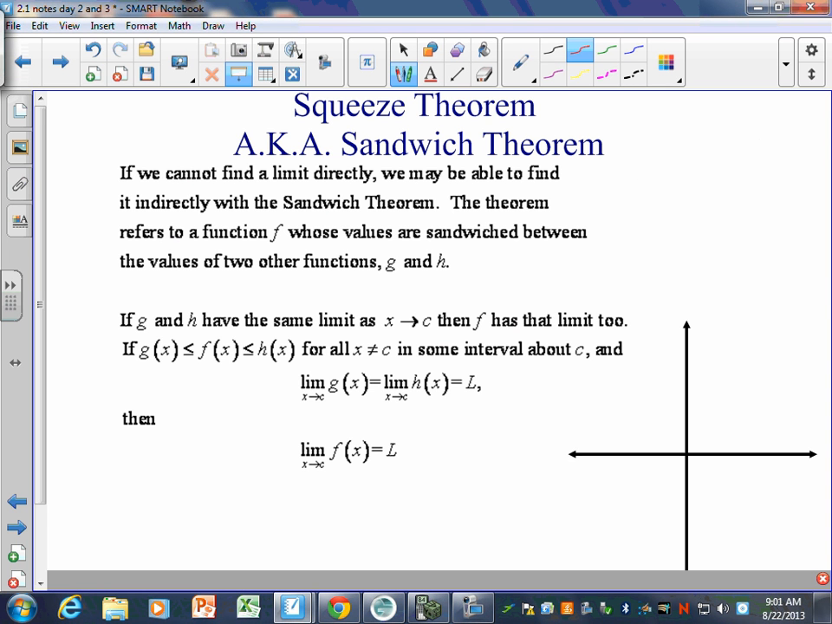Okay, I'm going to draw a picture here to kind of show you what this is saying. It says if G and H have the same limit as x approaches some C value, then F has that limit too, only if F is squeezed or sandwiched in between these two. So F has to be bigger than G of X, but smaller than H of X. It doesn't have to be exactly like this, but it's important that H of X is your top function. So I'm going to make some function here, and I'm going to call that H of X. And then my bottom function is going to be G of X.